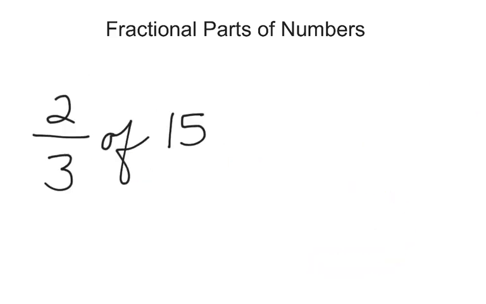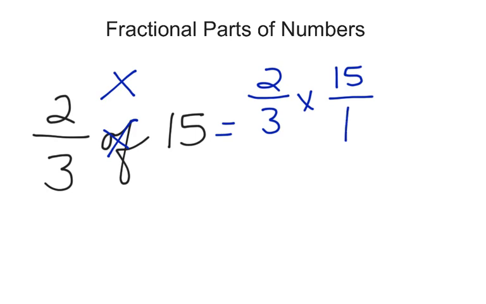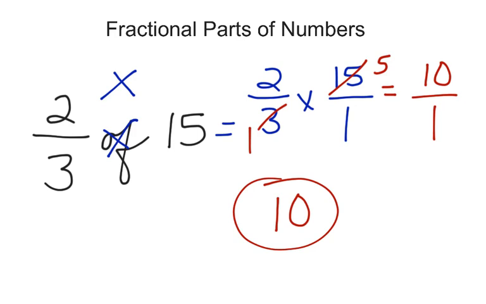Let's do another one. We have 2/3 of 15. And we said that "of" means times. So it really is 2/3 times 15, written as a fraction, is 15 over 1. Now I can't reduce each of those fractions, but I can cross cancel. I see that both 3 and 15 have a 3 in common. 3 divided by 3 is 1. 15 divided by 3 is 5. Now I just multiply. 2 times 5 is 10. 1 times 1 is 1. That 10 over 1, in simplest form, is just 10.